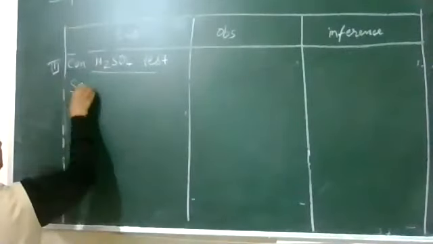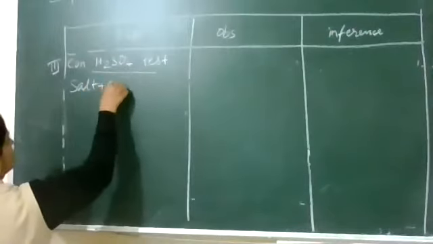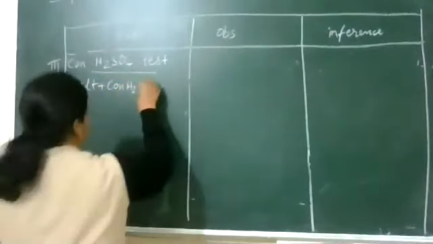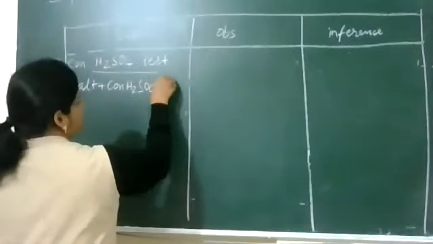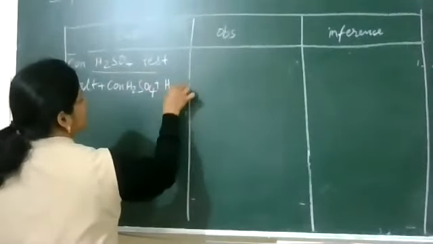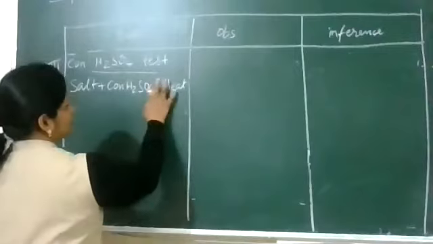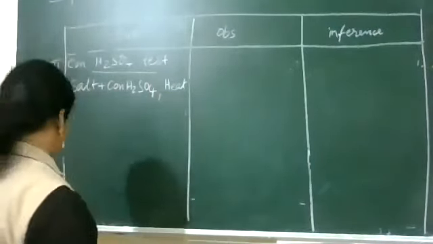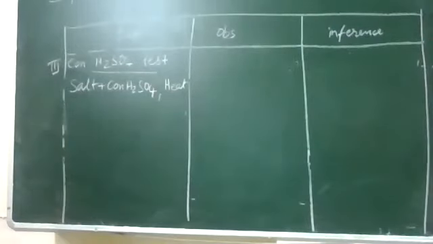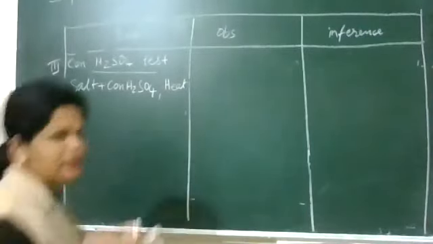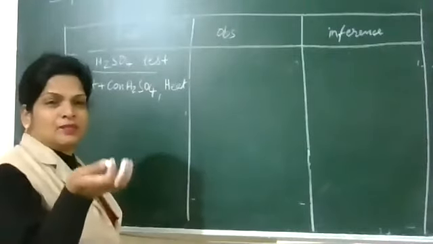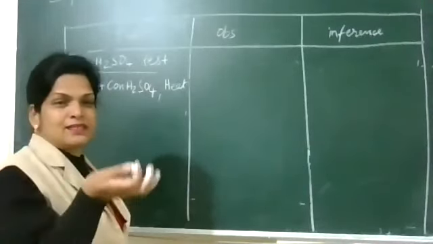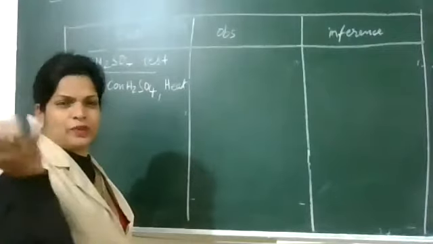So salt plus concentrated H2SO4 and heat. Now, gas that becomes dense white fumes with a glass rod dipped in ammonium hydroxide. You'll be getting a slight amount of gas. You may say a slight amount of vapors, white vapors.